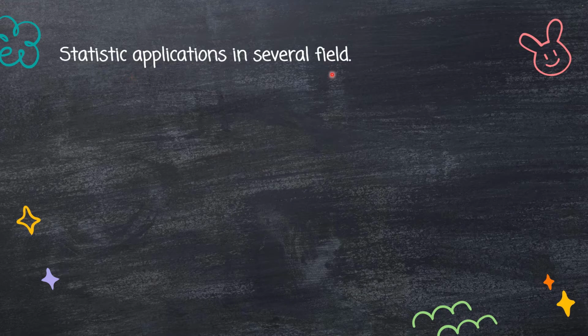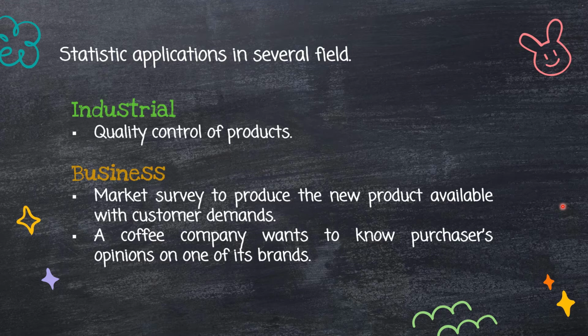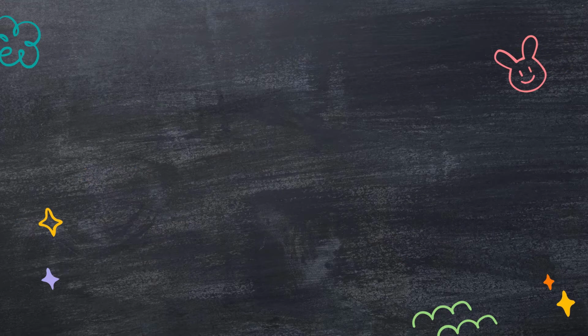Statistics has applications in several fields. In the industrial field, statistics can be applied in quality control of products, whereas in the business field, market surveys are used to produce new products that meet customer demands. A coffee company wants to know purchasers' opinion on one of its brands.